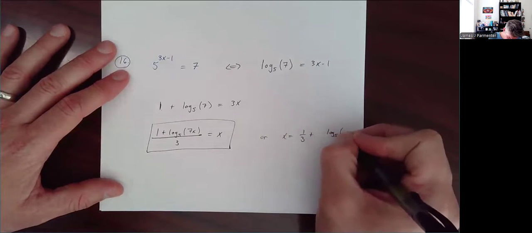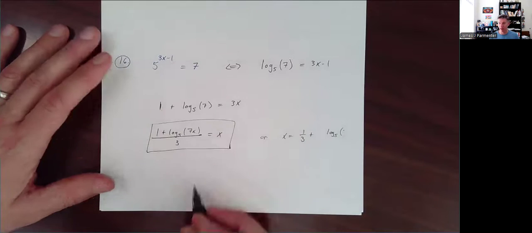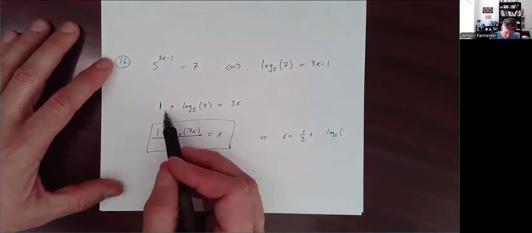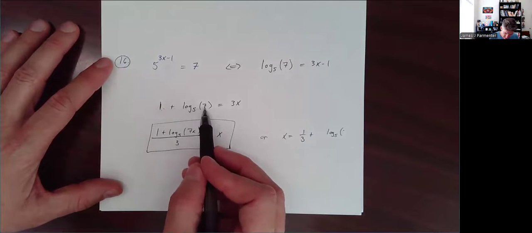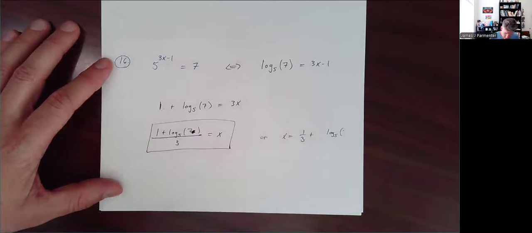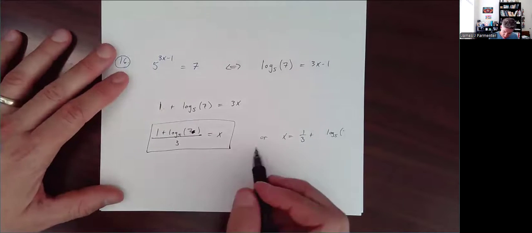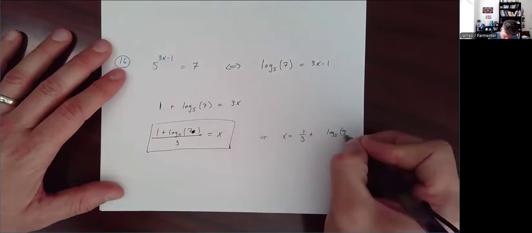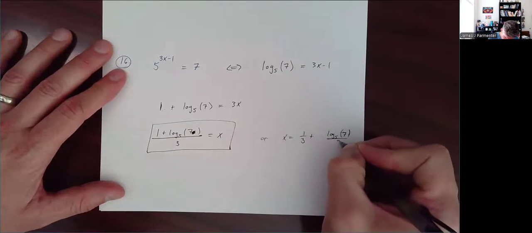Sorry, let me back that up a minute. There's an extra x there for no good reason. It should be 1 plus log base 5 of 7, all divided by 3 is equal to x. Or x is equal to 1 divided by 3 plus log base 5 of 7 divided by 3.